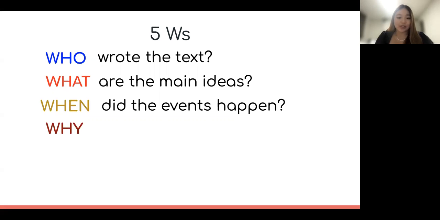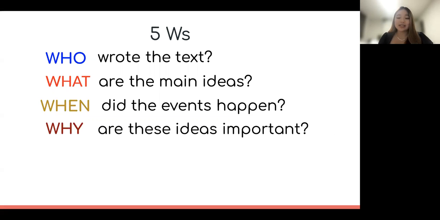The fourth W we want to look at is why. Why are these ideas important? So when we're thinking about things that we want to include and details that we think aren't super important, we want to be asking ourselves, is the reader going to understand the main ideas and this person's story if I leave out a couple of these details?